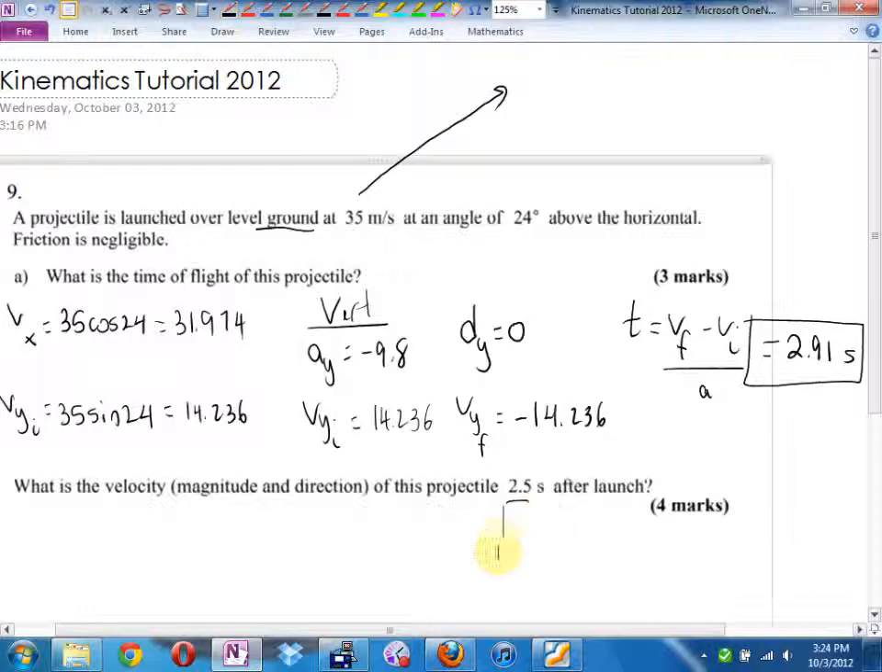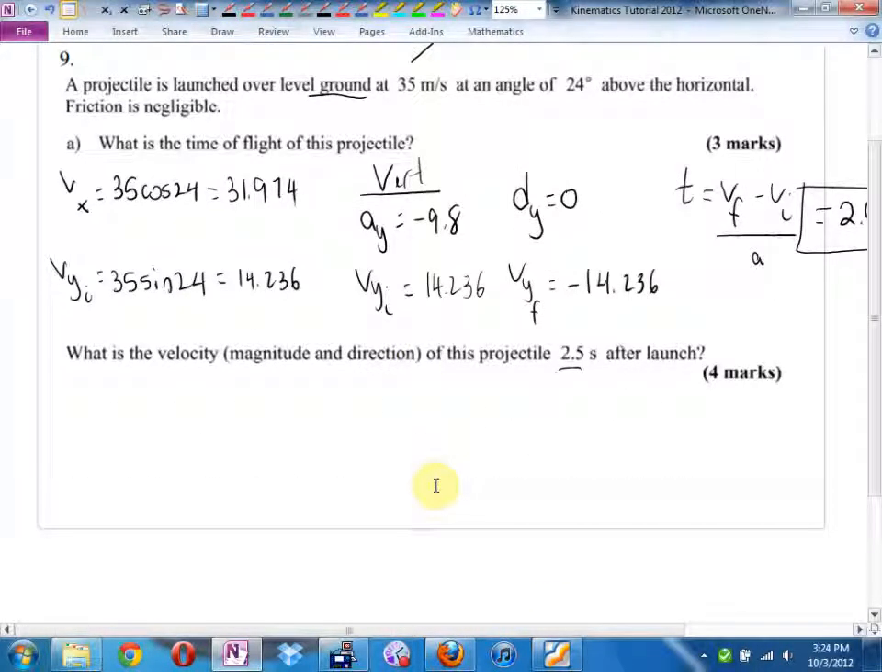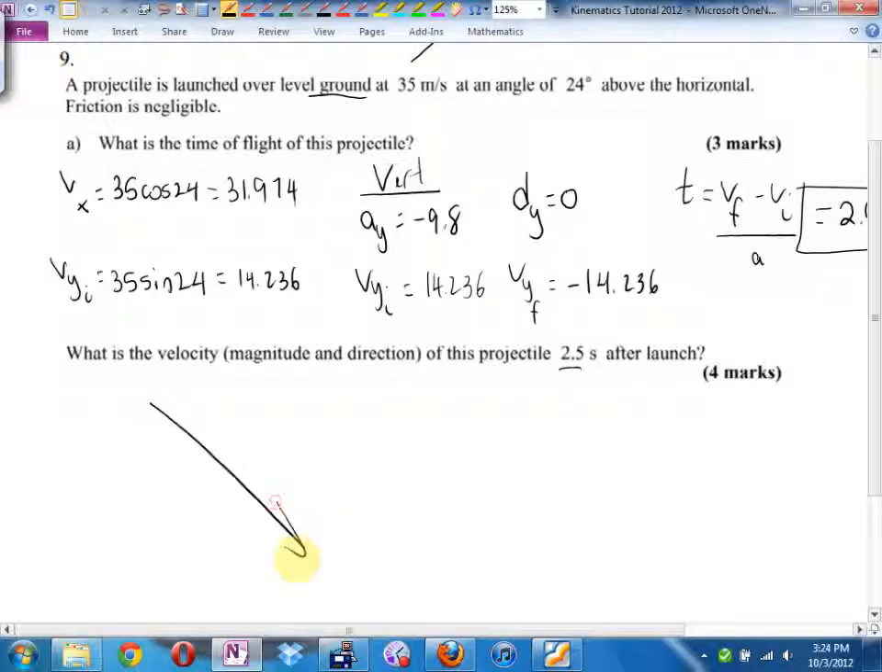Because B asks, what's the velocity, magnitude, and direction? Because I figured out the time in the first part, I know that if I draw it, that's the velocity. See, that's how I knew how to draw it downwards and not upwards. Oh, and that's made up of that and that.